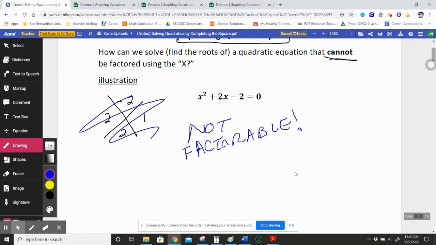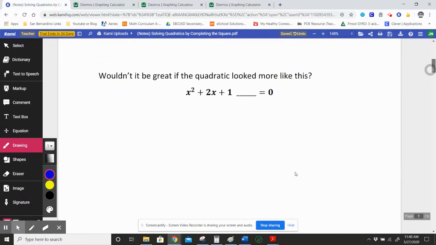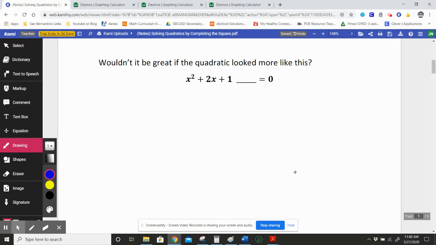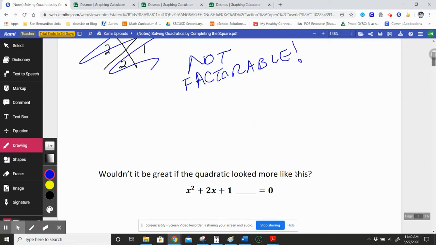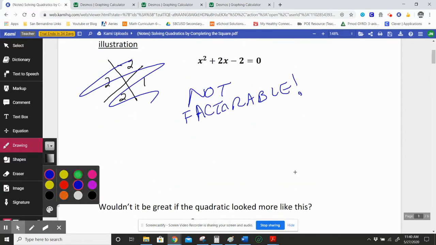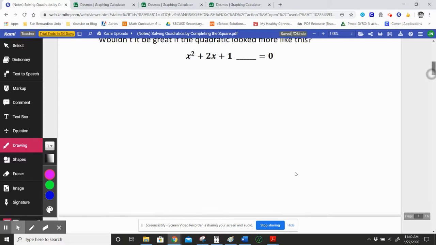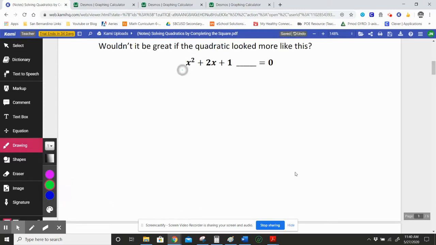Essentially, let's start with this. Wouldn't it be great if the quadratic equation looked more like this? Rather than the way it looked before, x squared plus 2x minus 2, with a minus 2 on this part, wouldn't it be great if that was just plus 1? The reason I say that is if we have x squared plus 2x plus 1, we're actually able to do the x. Factor it. We put a 1 on top and a 2 on the bottom. We want two numbers that multiply to the top and add to the bottom. Those two numbers would actually be positive 1 and positive 1, because 1 times 1 is equal to 1, and 1 plus 1 is equal to 2.